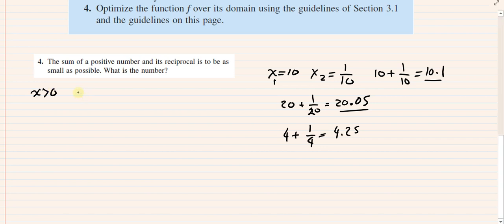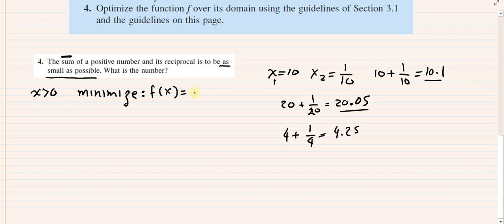So what we want to do is we want to minimize. To optimize is to maximize or minimize. In this case, we want to find the minimum, right? Because we want this sum to be as small as possible. So we want to minimize a function. What is this function? A function of x. Well, it's going to be the sum function, right?